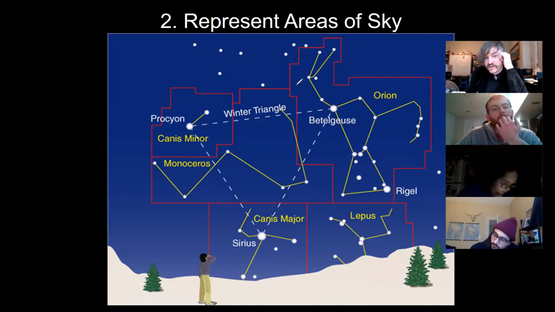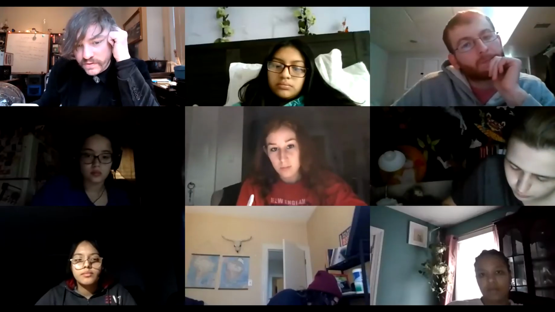Several times during this lab, we're going to find an object and try to figure out what constellation it's in. And we're not going to want to cross the lines between the constellations. So now that I've explained that, let's go back to the phone here.